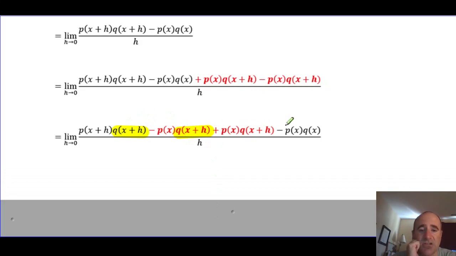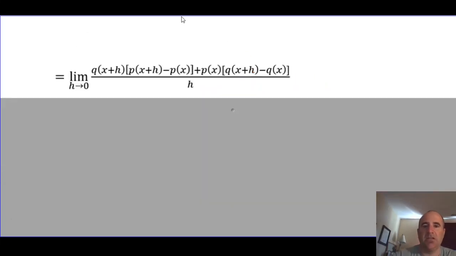The second two also have a common factor, in this case p of x. So on the next line, I'm going to factor the first two, and I'm going to factor the second two, and we'll see what we get. And there you have it. Q of x plus h is a common factor for the first two, which leaves you with p of x plus h minus p of x. Then p of x is a common factor for the next two, which leaves you with those right there.